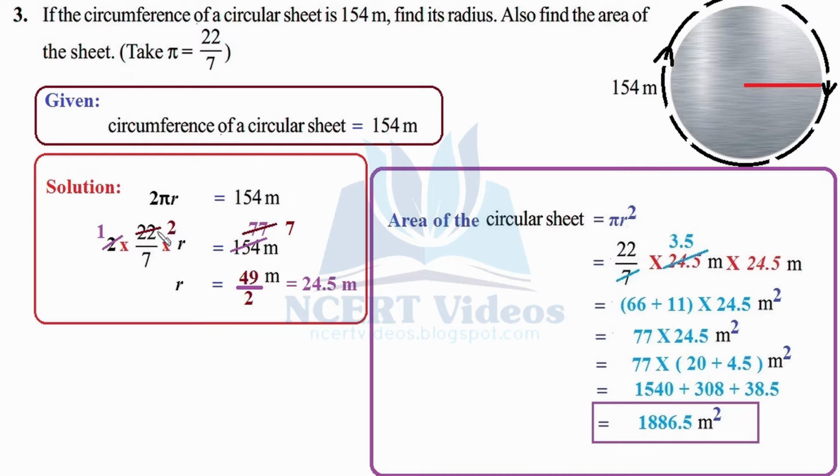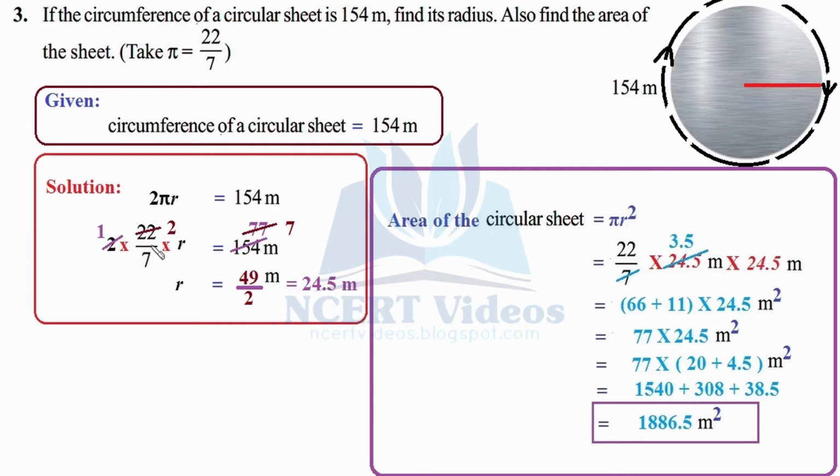So 2 11s are 22 and 7 11s are 77. So you're left with this thing only. That is 2 and 7. So R as it is, and here we have 7. But this 7 is getting multiplied when you take it towards the right hand side, because here it was getting divided. So 7 7s are 49 on the numerator, meter as it is.